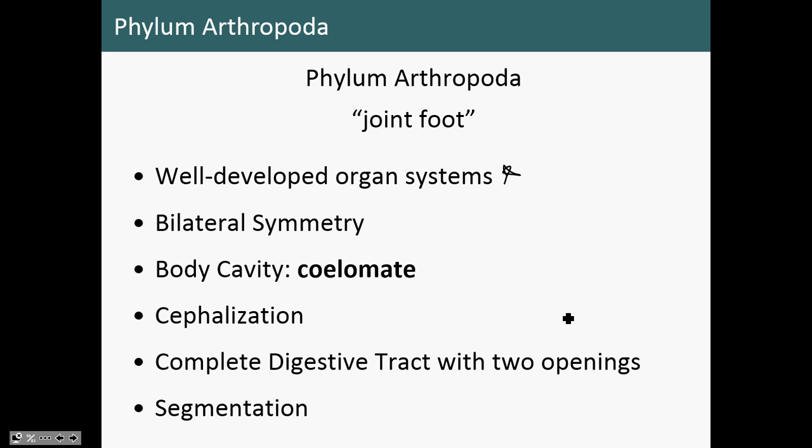So we saw in mollusks that they had vision and pretty developed sensory systems. Arthropods take that to a whole new level. They have amazing chemosensory, really good vision, lots of tactile perception, and so they have sensation. I'm saying that under organ systems. They have lots of sensory systems.